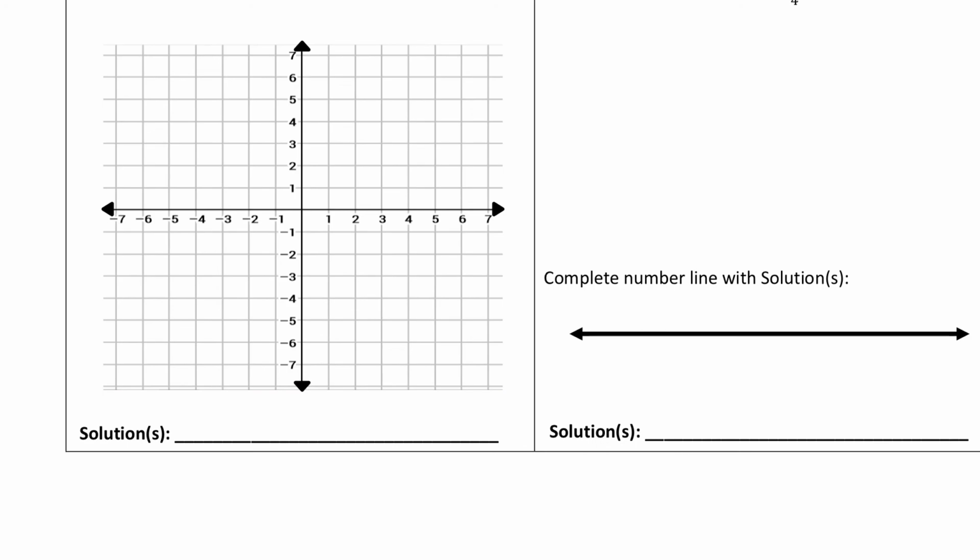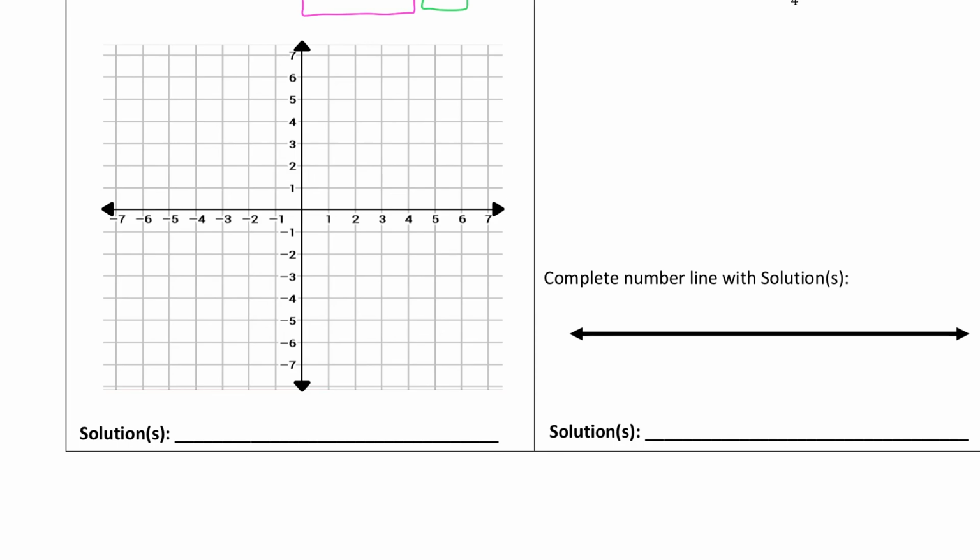All right, moving on to number 4. Remember, when you're solving graphically, you want to graph this part of the equation first. So using your absolute value graphing skills, go ahead and graph that. And then we're going to graph the horizontal line that's at this constant. So let's go ahead and do that.